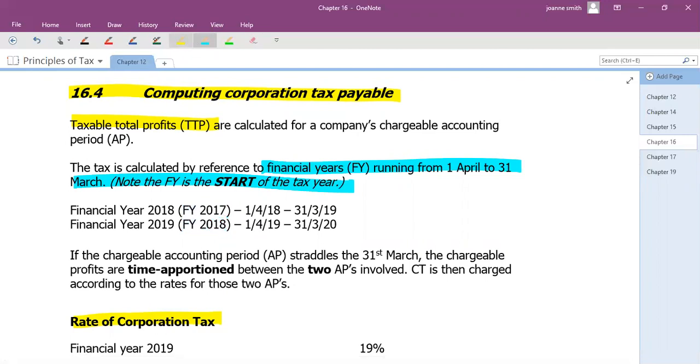That looks like a typo to me. Should we cross that out? All right, let's cross that bit out.